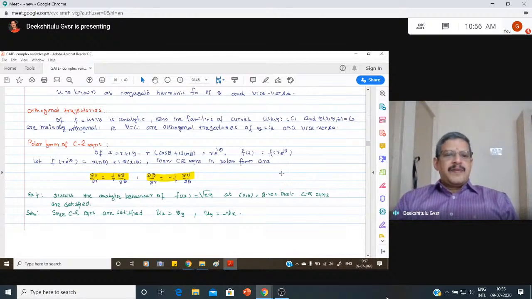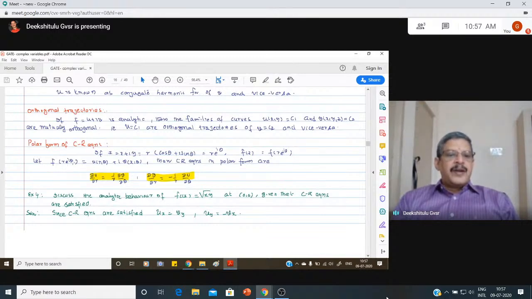So, polar form of CR equations. If z is equal to x plus iy, we have seen that x is equal to r cos theta and y is equal to r sin theta. We have seen this in the very first class. So that is r into cos theta plus i sin theta, which is e power i theta. This is r e power i theta. Or we write f of z is equal to f of r e power i theta. This is the polar representation of the function f.